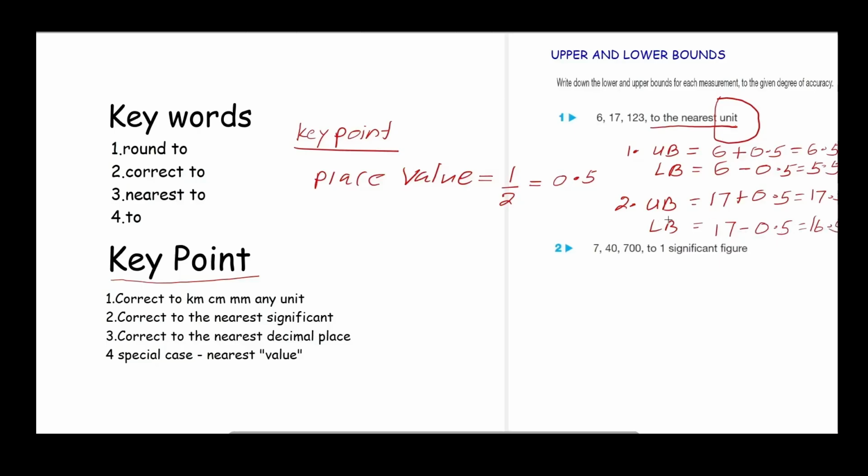Remember, always you have to figure out what the key point is. Key point is so important. If you know what the key point is, you can get the upper bound and lower bound of any question. To get the key point, you have to underline the keyword first. So nearest what, then get that what thing and get the place value always. In this case, the what thing is unit. So we are getting the unit, which is 1, and we divide it by 2, which is 0.5. After that, we have to add that much to the original measurement.